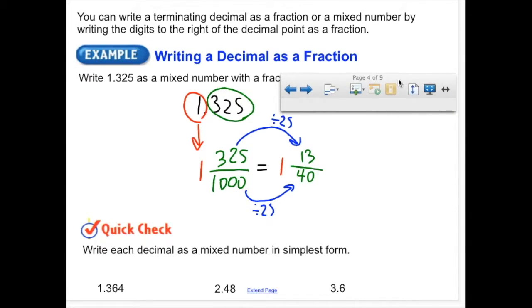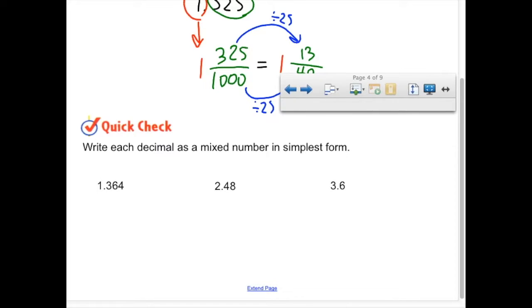Now, if you look at these three problems, you should be able to really quickly knock these out. Furthest to the right, I would say, is the easiest of the three. If you're a little bit confused, that'd be a good one to start on. The middle one's a little bit more challenging. The one on the left is about as tough as you're going to see on a quiz or a test. If you know how to convert that to a mixed number, you're going to be good to go.